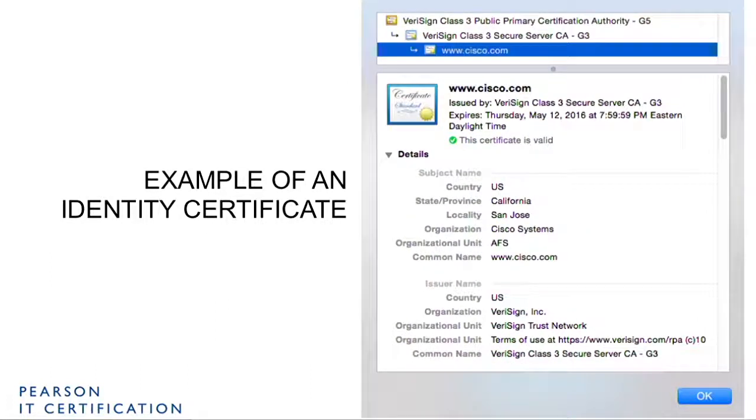This is an example of an identity certificate issued for cisco.com. This was actually also issued by VeriSign, and in here you can see that the certificate is valid and other information in the subject name that is specific to the host or the client in this case, which is cisco.com. Here you see the country, the state, the locality, in this case San Jose, and the organizational name, which is Cisco Systems.